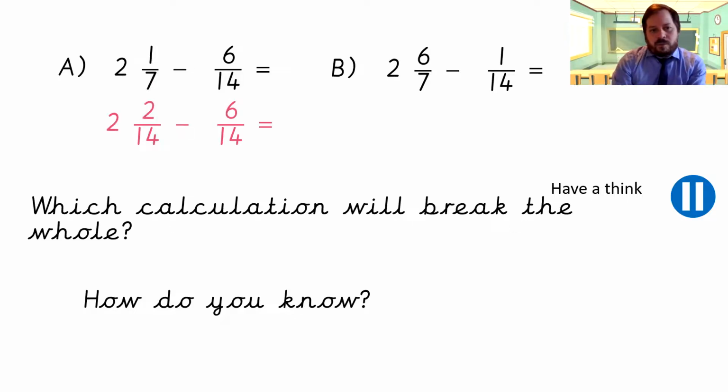So we know because what we've got to do, we've got to times that by 2. We've only got 2 there, so that must break the whole. Whereas this one over here, we times this by 2. We've definitely got enough here not to have to break the whole.